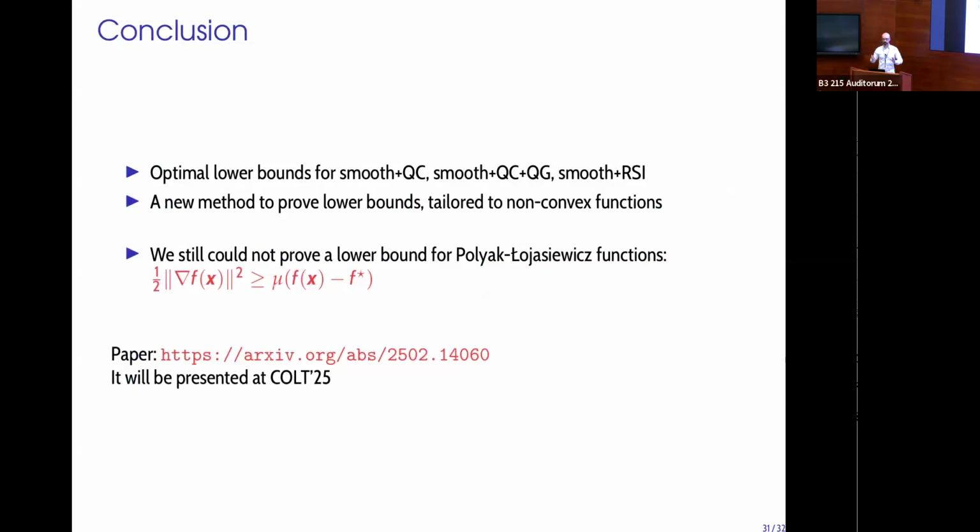Okay, that's it. I'm basically done. So what we proved are these optimal lower bounds for smooth quasar-convex, smooth quasar-convex plus quadratic growth, and smooth restricted secant inequalities. And to do that, we propose this new method to prove lower bounds that is tailored to non-convex functions. Unfortunately, we cannot prove lower bounds for what are called PL functions, which are non-convex functions that satisfy this property, and they're particularly fashionable, let me say this way, in machine learning these days.